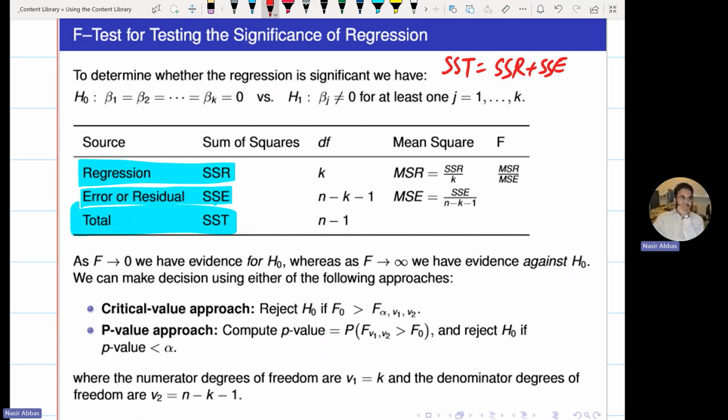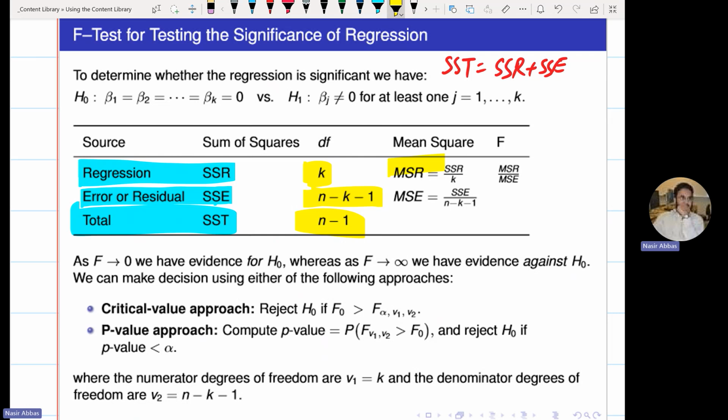So sometimes they might hide one of these three and ask you to find it. Then the degrees of freedom for each of the components is given. The degree of freedom for SSR is K. In chapter 11, it was 1 because K was 1, the number of features was 1. Here it's K. The degree of freedom for error was n minus 2 in chapter 11. Now it's general, n minus k minus 1. And the total degree of freedom is n minus 1.